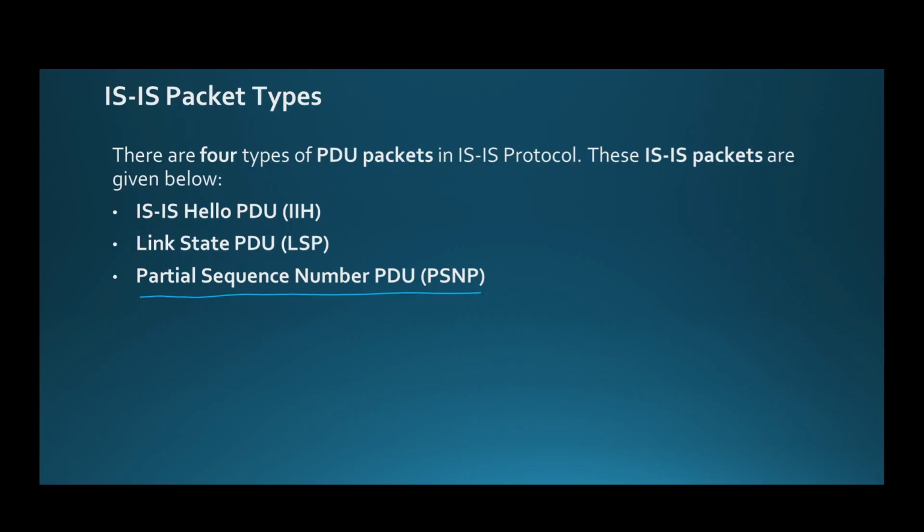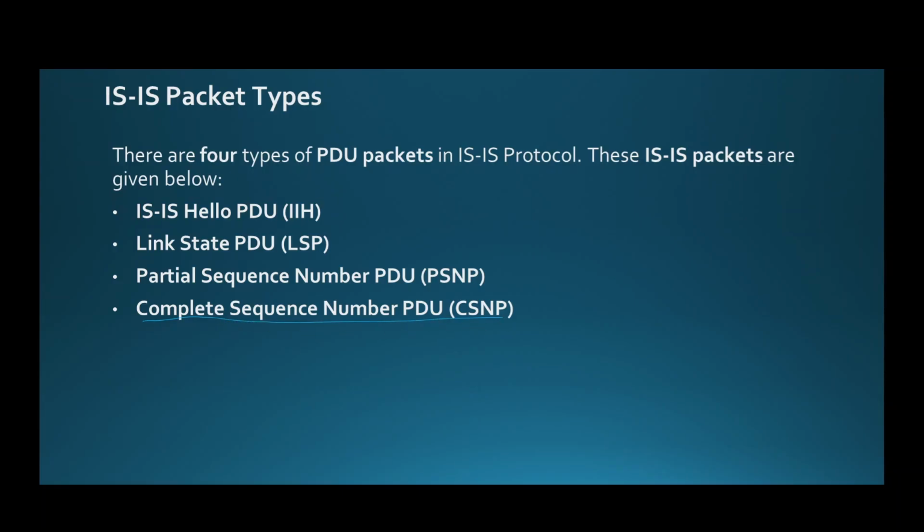So like in OSPF, we request missing LSAs using link state requests and acknowledge them by sending link state acknowledgements, or LSACs. Similarly, in ISIS, we request and acknowledge link state PDUs using partial sequence number PDUs, or PSNPs. And last but not the least, we have complete sequence number PDUs, or CSNPs.